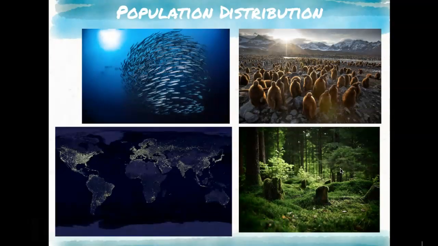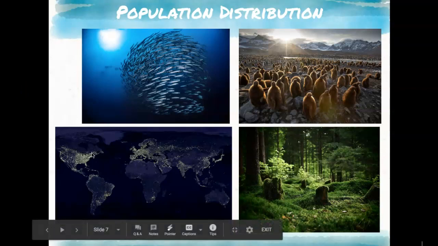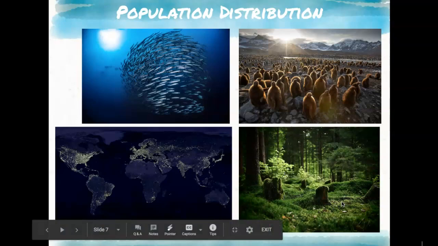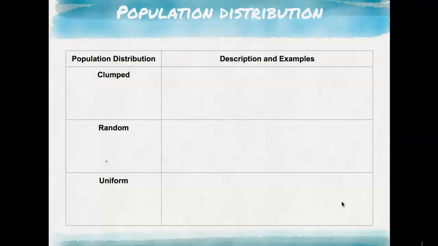So now I want to talk about if I was going to look at an aerial shot from a drone of a population, what would that shot look like? Do we see clumps of populations? Do we see them kind of individually spaced out, or is it just kind of completely random? Okay, so we have these three population distributions: clumped, random, and uniform.